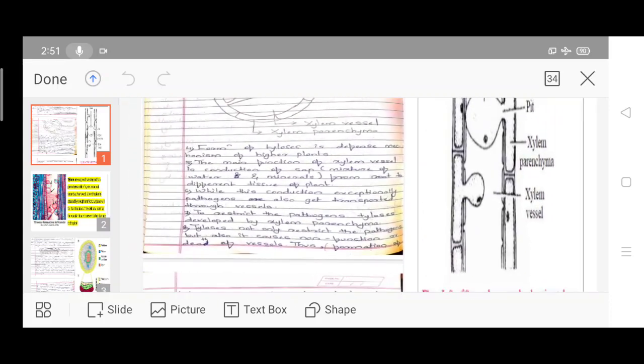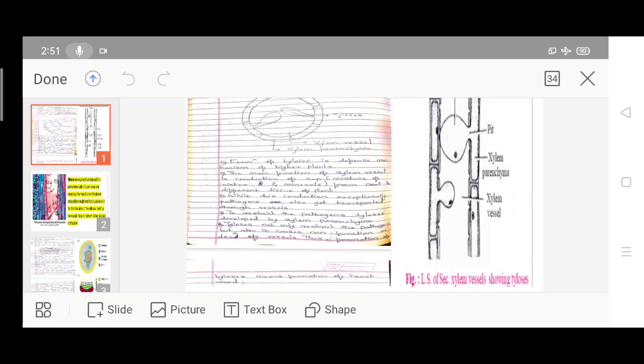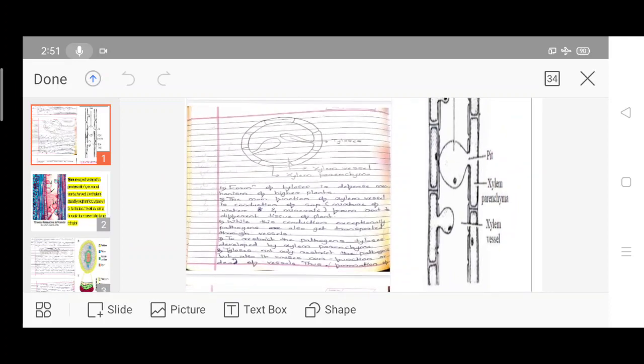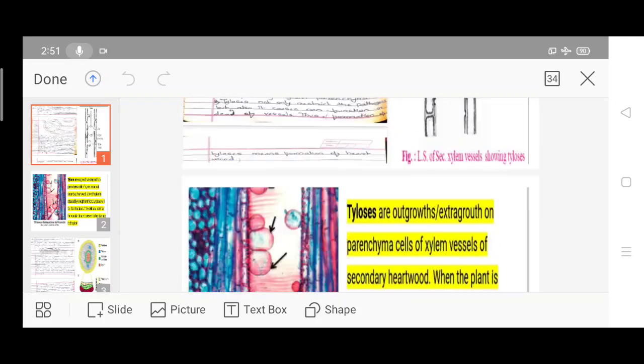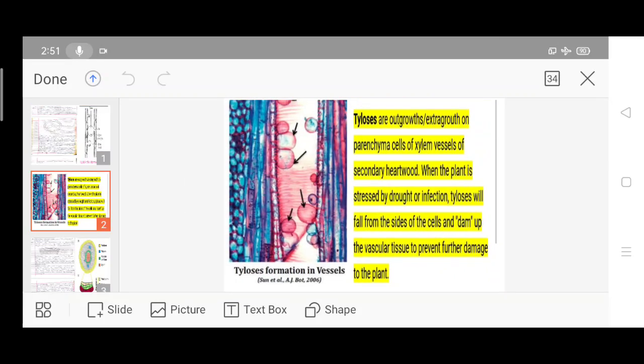On the right side, this is the LS of a secondary xylem vessel showing the tylosis. This is the vessel structure. At its sides are the xylem parenchyma cells. On the inner side are the xylem vessels, and in those xylem vessels these balloon-like structures are developed. They are the tylosis. This is also a picture of tyloses formation in vessels, how these tyloses actually look.